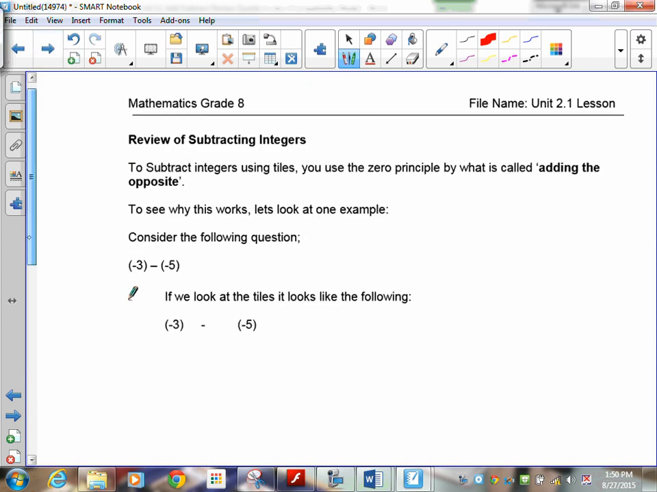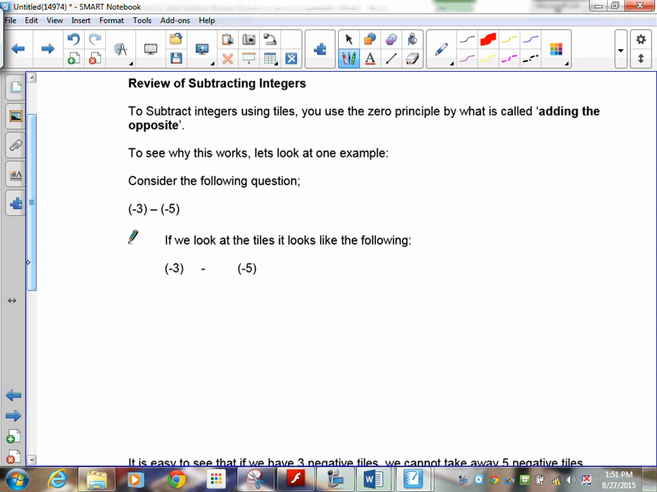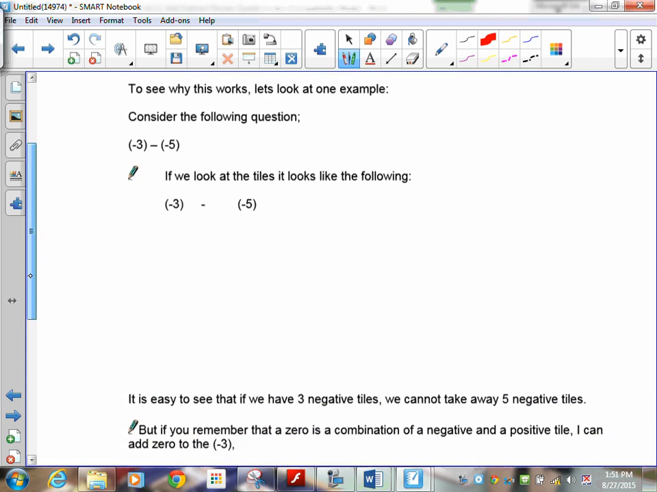Now, this brings us to subtracting integers. To subtract integers using tiles, you use the zero principle by what is called adding the opposite. To see why this works, let's look at one example. Considering the following question, negative 3, take away negative 5.